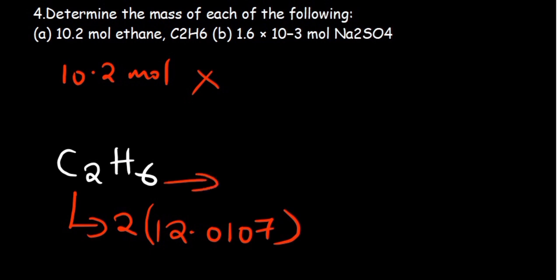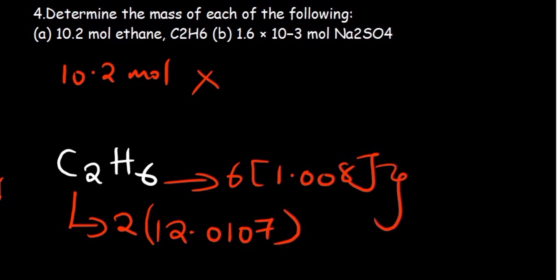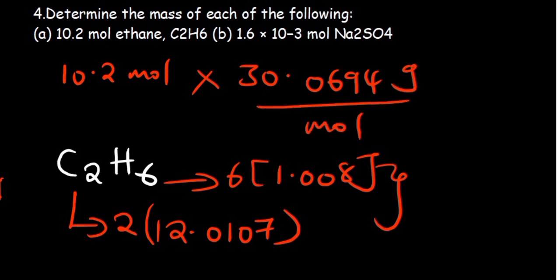I'm hoping you do have your periodic table with you. Then for hydrogen, we have 1.008 there. So let's add the two: 6 multiplied by 1.008 plus 2 multiplied by 12.0107. The answer I'm getting is 30.0694 grams per mole. I hope that's what you are getting as well.